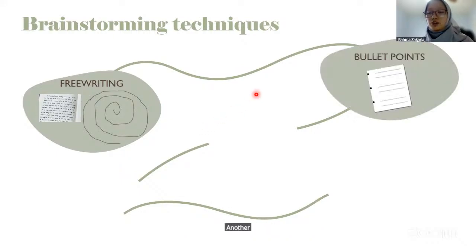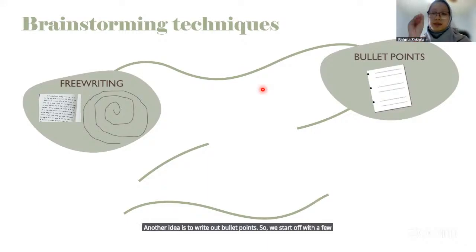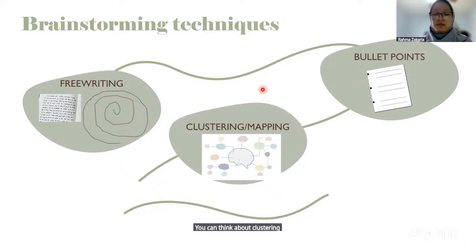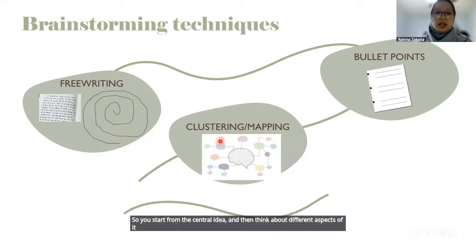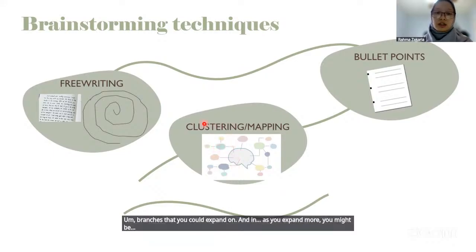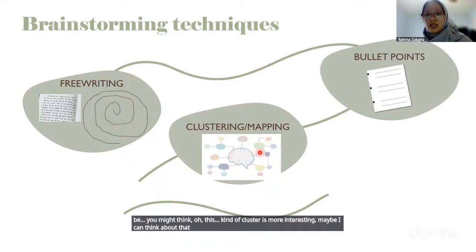Another idea is to write out bullet points. So we start off with a few ideas and then expand on each one. You can think about clustering or making a mind map or a word map. So you start from a central idea and then think about different aspects of it. And each one might have new branches that you could expand on. And as you expand more, you might think, oh, this cluster is more interesting. Maybe I can think about that. Or, oh, maybe this idea is related to this idea. Let's put those two together.